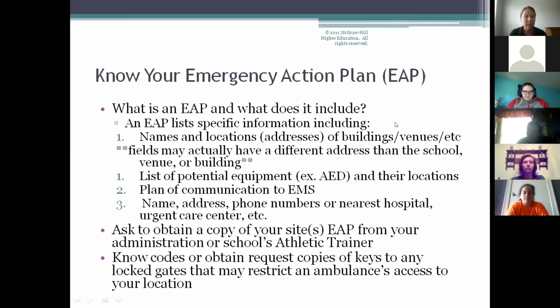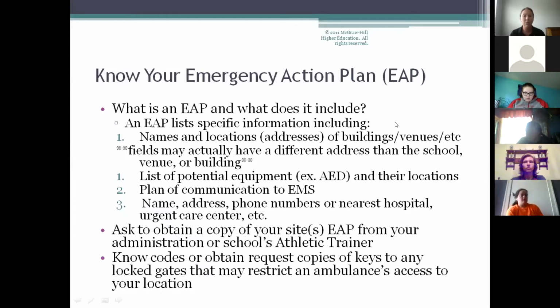Second, EAPs typically include a list of potential equipment, for example, an AED, and their locations. Next, they also include a plan of communication to emergency medical services. Who's going to make that phone call? Lastly, it also includes the names, address, phone numbers of the nearest hospital, the nearest urgent care center. Those things should all be included in the emergency action plan.